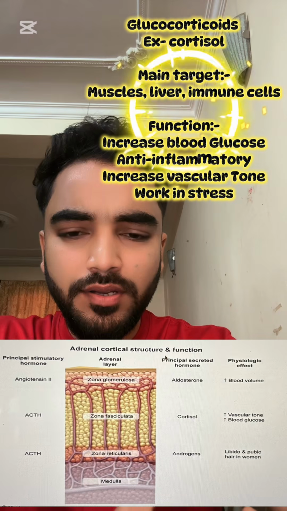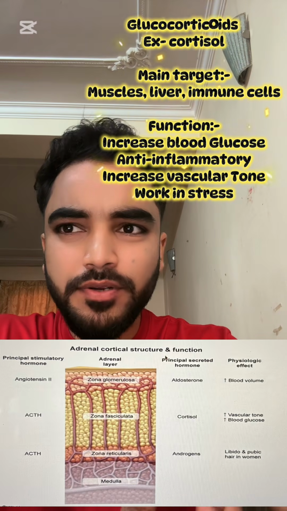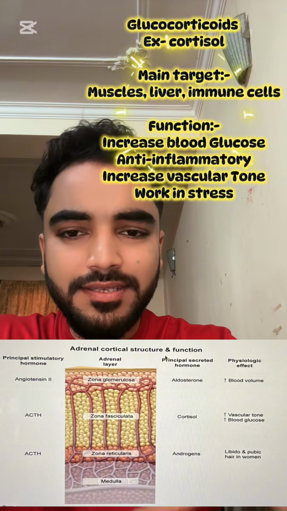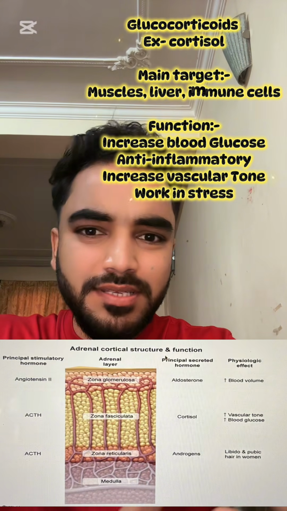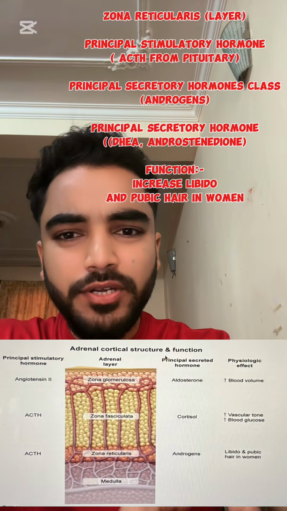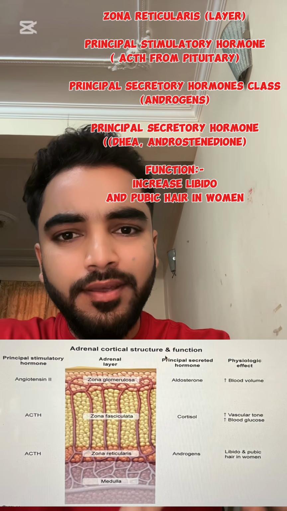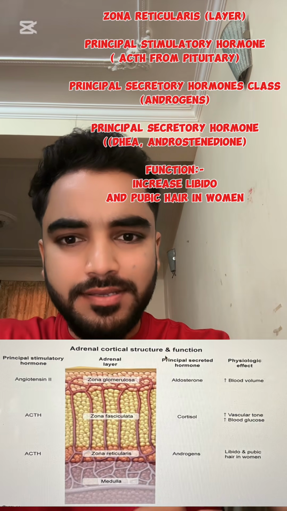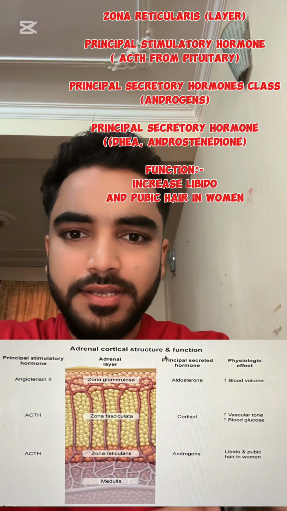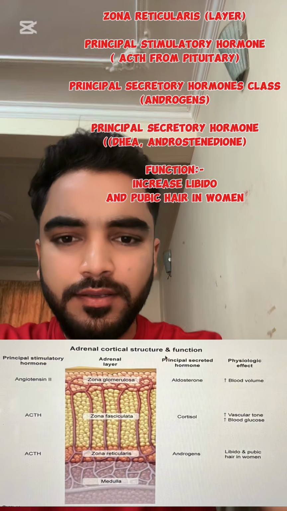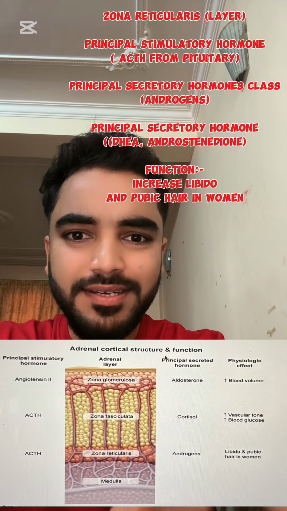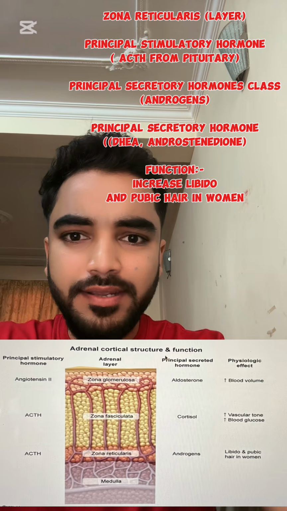Now talking a little bit about glucocorticoids. The main example of glucocorticoids is cortisol. It increases the blood glucose level in our body, has anti-inflammatory actions, and its main targets are liver, muscles, and immune cells. Now let's talk about zona reticularis. Its principal stimulatory hormone is ACTH, secreted by the pituitary. The principal secreted hormone class is androgen, and the hormones secreted by this layer are DHEA and androstenedione. Its main function is secondary sexual traits, and it increases libido and pubic hair in women.